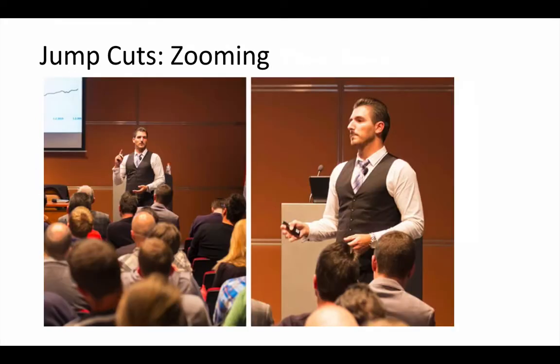Another example that we often see in movies is the jump cut with a zoom. So looking at these two pictures, you see that it's still the same room, same people, but on the second photo, a lecturer stands a bit closer to us. But it's okay, you understand the context.